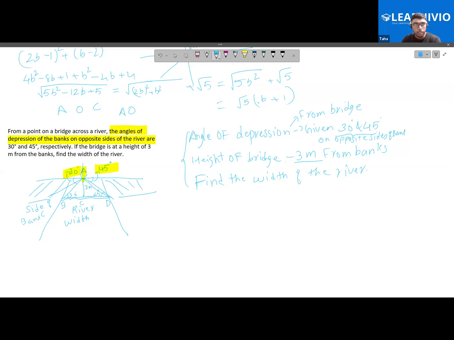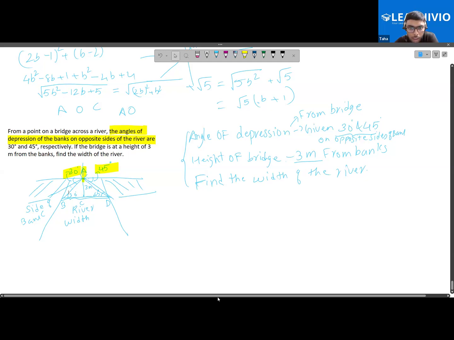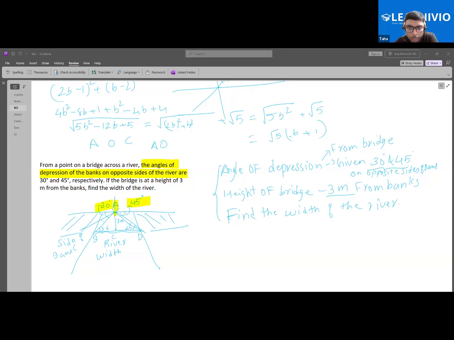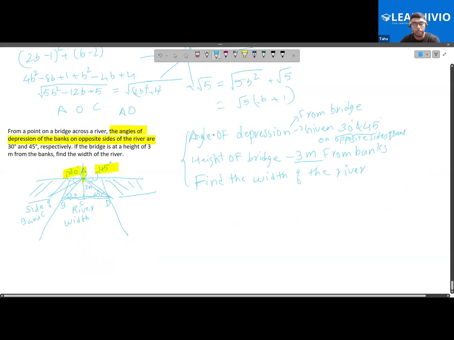All right. So this is what is given to us, and we need to find this whole length BD. If the bridge is at a height of 3 meters from the banks, then this would become 3, but that wouldn't be height. This is the problem. Anyways, we will consider this height as 3 meters.